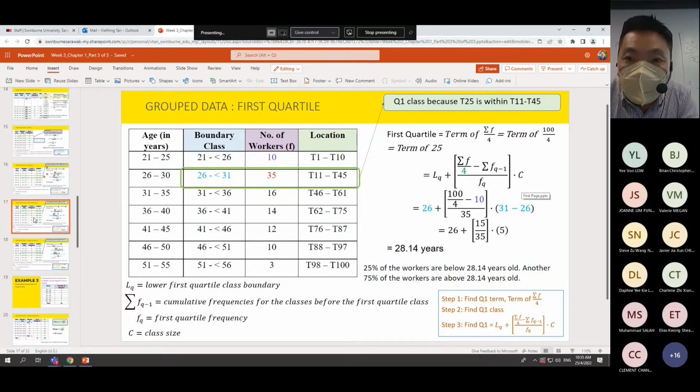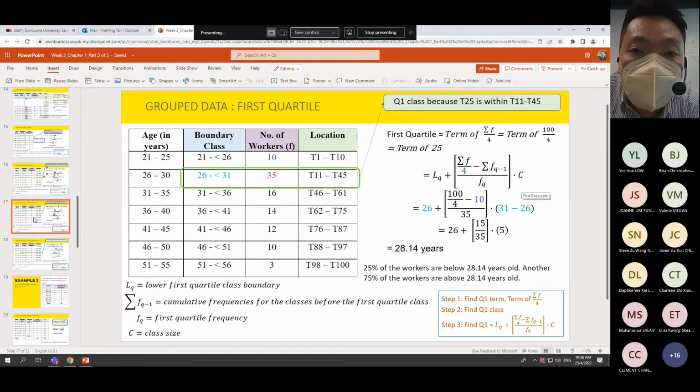Okay, let's start. LQ, what is the meaning of LQ here? LQ means the lower boundary of the Q1 class. The answer is 26. Lower boundary 26. So substitute to here. How about this part? Total F divided by 4. Total F, we have 100 frequency. So substitute to here, divided by 4. 4 is because now this is the Q1. How about this part? Total frequency before the Q1 class. Before Q1, there is only one class, right? Which is this one. So we check what the frequency is, 10.